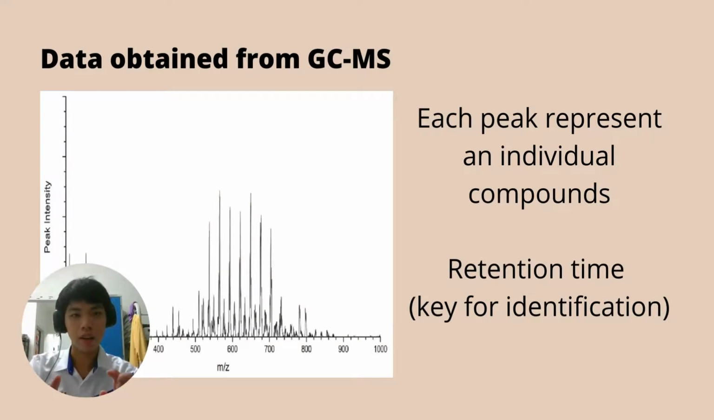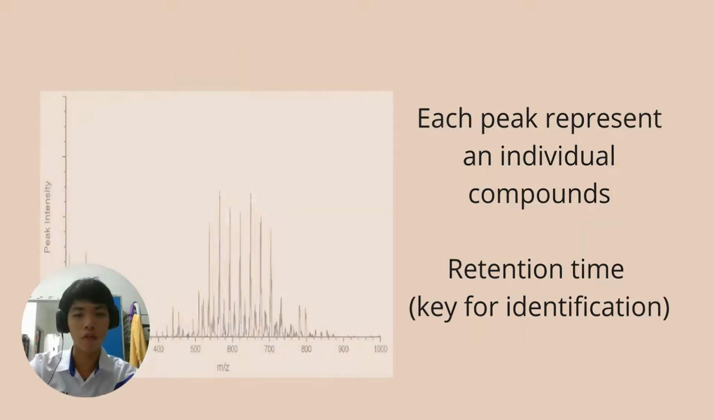It is a chromatogram, like a graph, and it has many peaks. Each individual peak represents an individual compound. So from the peak we can know the area, so we can identify the concentration of each compound in the sample. The key to identification of each compound is its retention time. Each compound has a specific retention time. If we have better resolution, we should get a sharp peak for each compound.